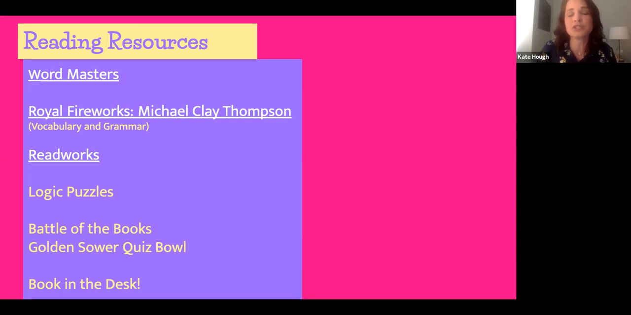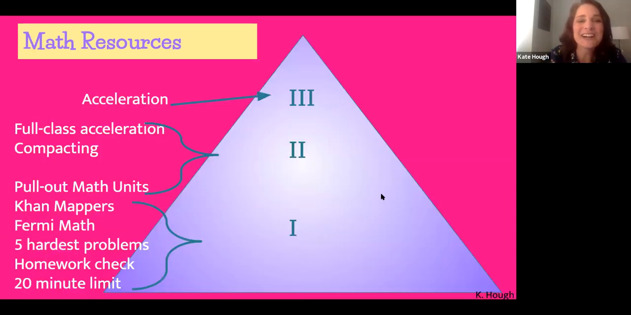Battle of the Books, Golden Sower Club keeps our kids reading, great opportunities. And then last but not least, having a book in your desk. I mean, that is the easiest differentiation of all, right? Sometimes we forget about that option. And it's just so important. That can be one of the things that is most important for our kids. They get their work done so they can get that book out and read it. Sometimes we have to get them to put the book in the desk so they're getting their other things done.